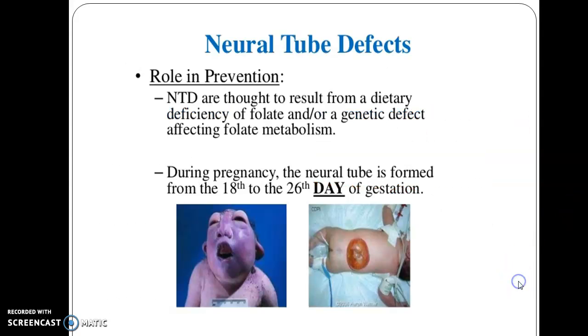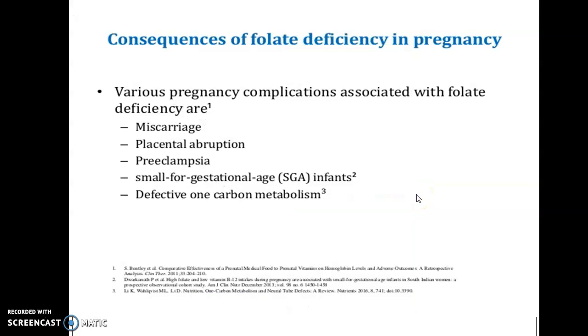Next is the neural tube defects, NTD. Neural tube defects are thought to result from dietary deficiency of folic acid or folate, or a genetic defect affecting the folate metabolism. During pregnancy, the neural tube is formed in the 18 to 26 day of gestation. Various pregnancy complications associated with folic acid deficiency are miscarriage, very important, it will lead to abortion. Placental abruption, this also is very complicated.